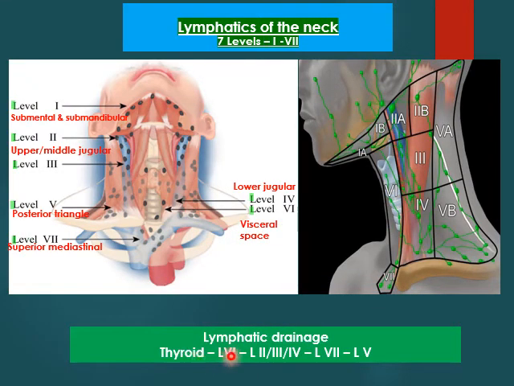The lymphatics from the thyroid drain into level 6. From here they drain into level 6, then from here they can go into level 2 lymph nodes and also level 5 and level 7 lymph nodes.